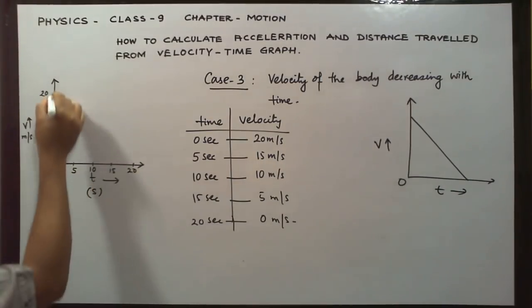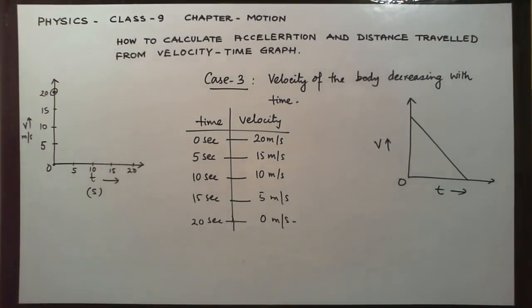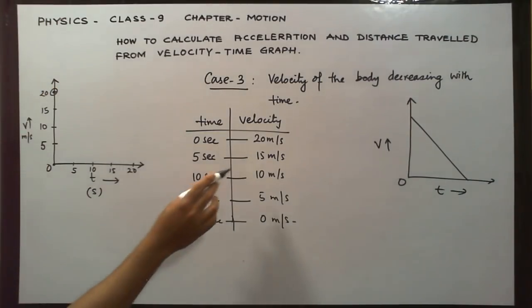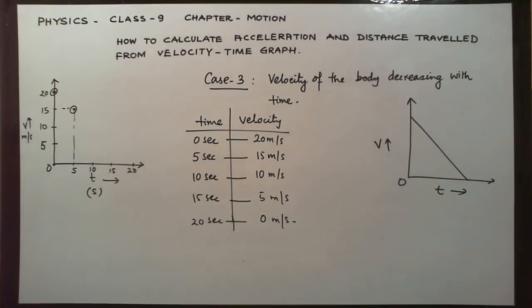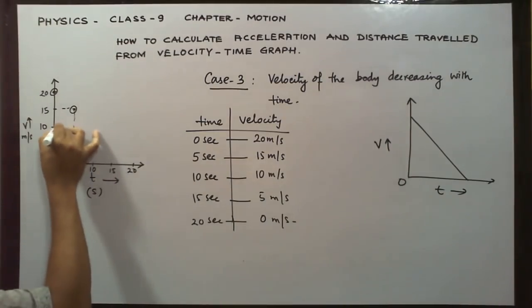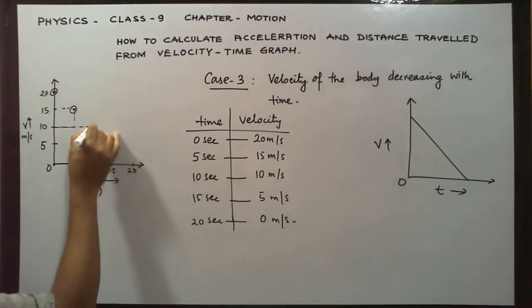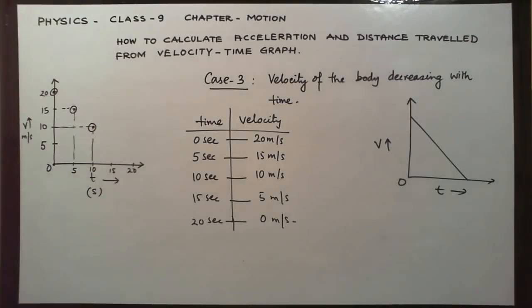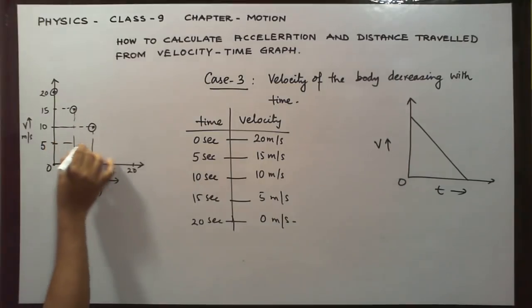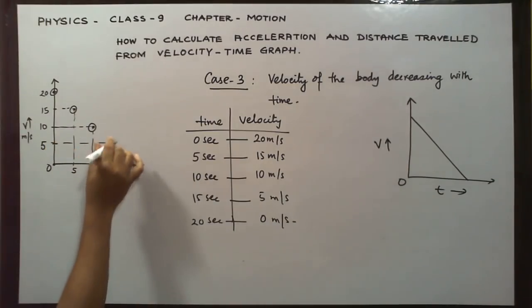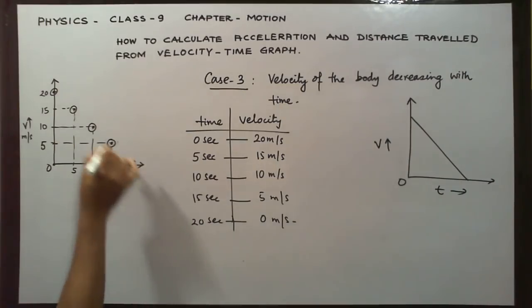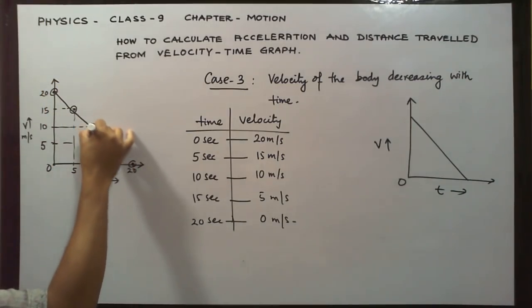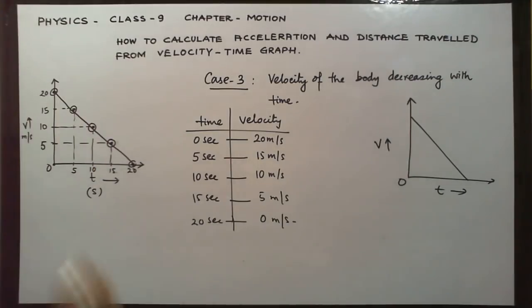At 0 seconds, we have got 20 meters per second. So this is the first point. At 5 seconds, we have got 15 meters per second. This is the second point. At 10 seconds, it is 10 meters per second. This is the third point we get. At 15 seconds, we have got 5 meters per second. This is the fourth point. And at 20 seconds, it is 0 meters per second. So we get a graph which is moving downwards.